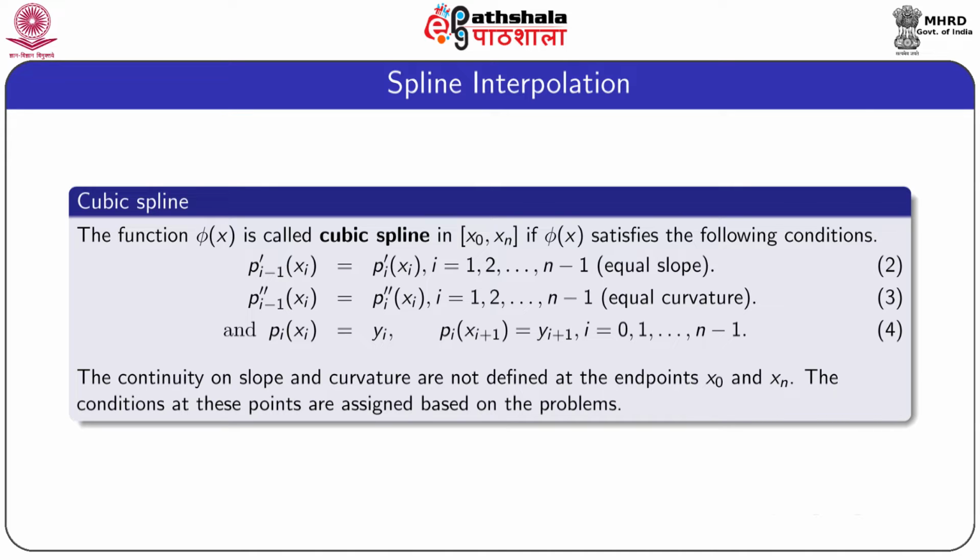The third conditions are the conditions for the interpolating polynomial, that is, p_i(x_i) equal to y_i and p_i(x_{i+1}) equal to y_{i+1}. This is true for i equal to 0 to n minus 1. The continuity of slope and curvature are not defined at the end points x_0 and x_n. These conditions are different, and they are to be imposed based on the application of the problem.